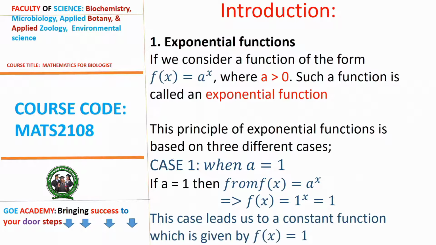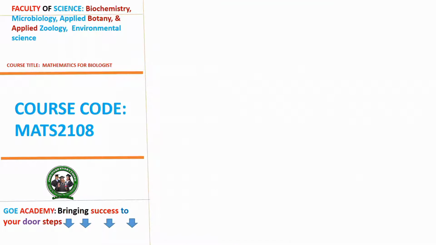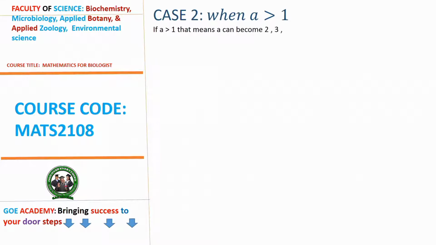Now case 2. Case 2 occurs whenever a is greater than 1. If a is greater than 1, what are we trying to say? We're saying that a can become 2, 3, 4, 5, 6, and so on.